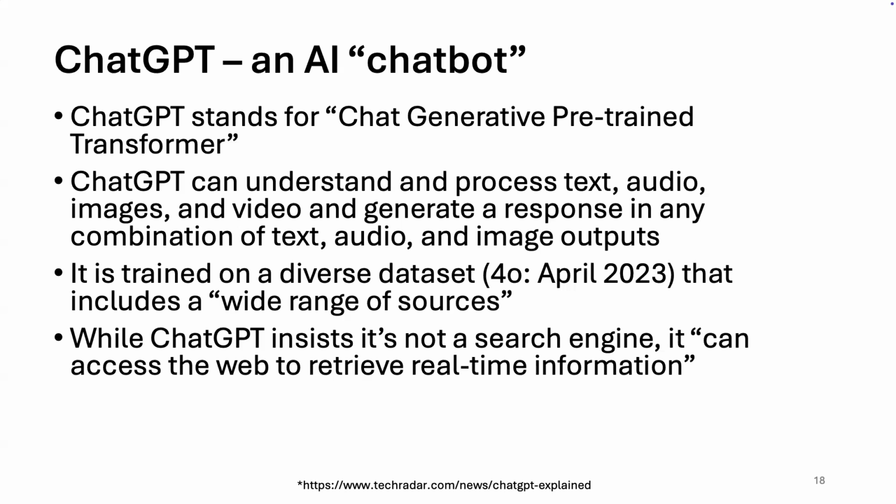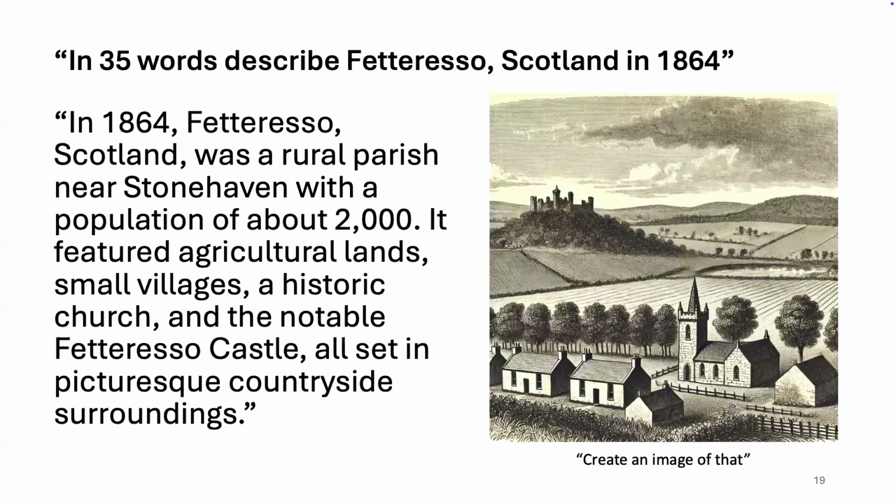We'll talk about that. So for example, I said, in 35 words, describe Federasso, Scotland, which is where my 4th great grandfather's from. And it created this, and I think it's like 33 or 36 words. Part of its training was what Scotland looked like in the 1860s, and it created that. Then, because I'm chatting with it, the cool thing about a chatbot is you don't have to start over again because it remembers the conversation. So I just said, create an image of that, and it created that image right there. So that's 1860-something Scotland.